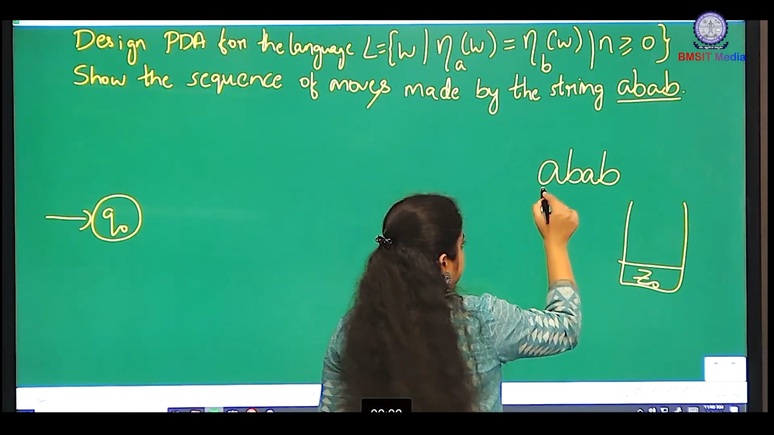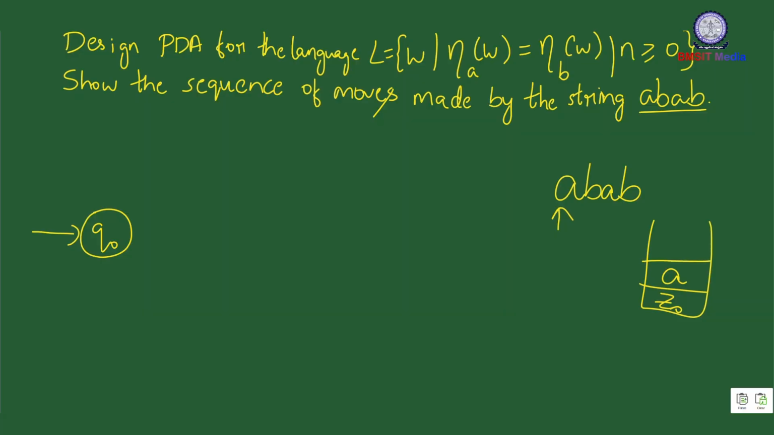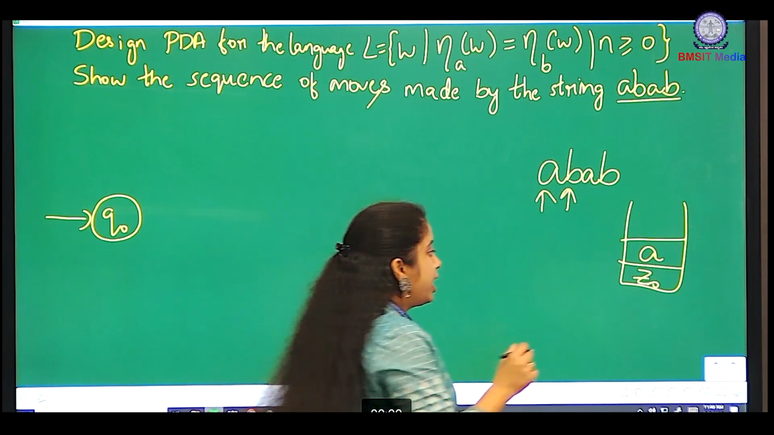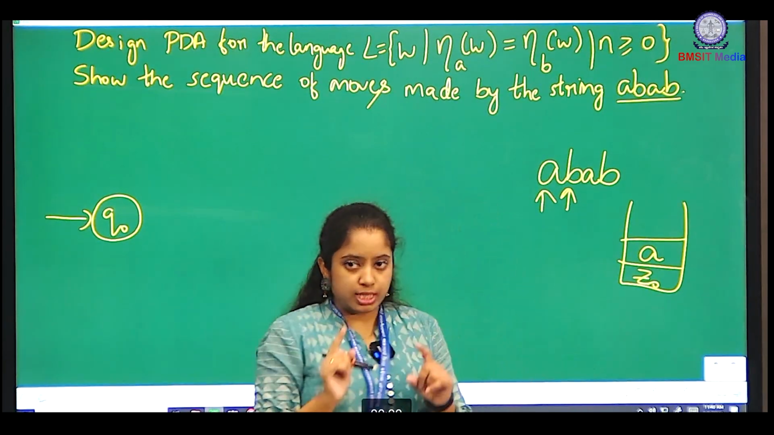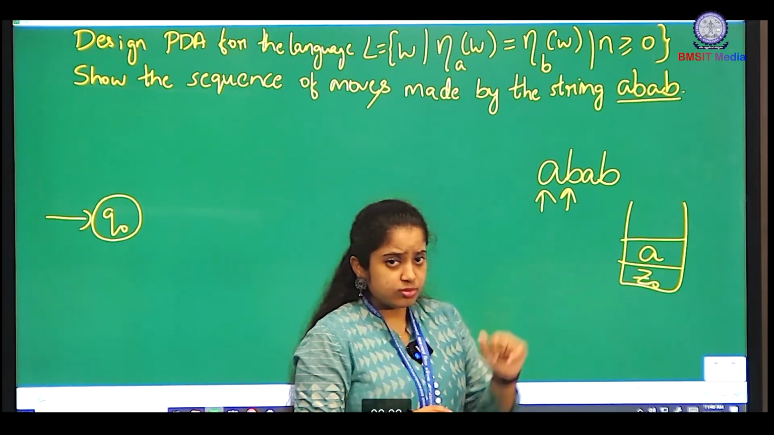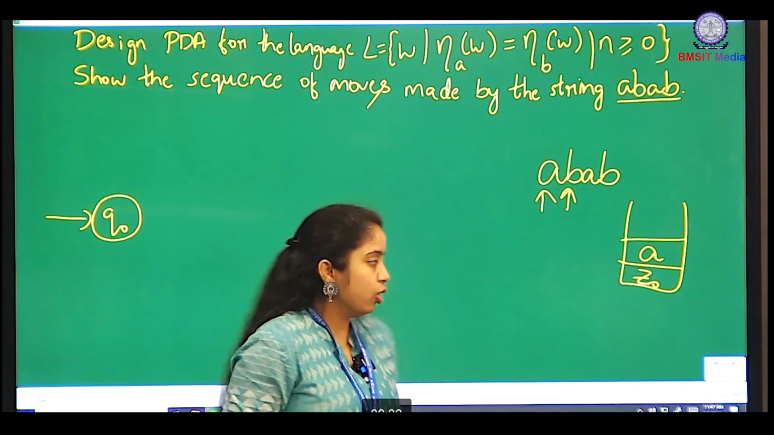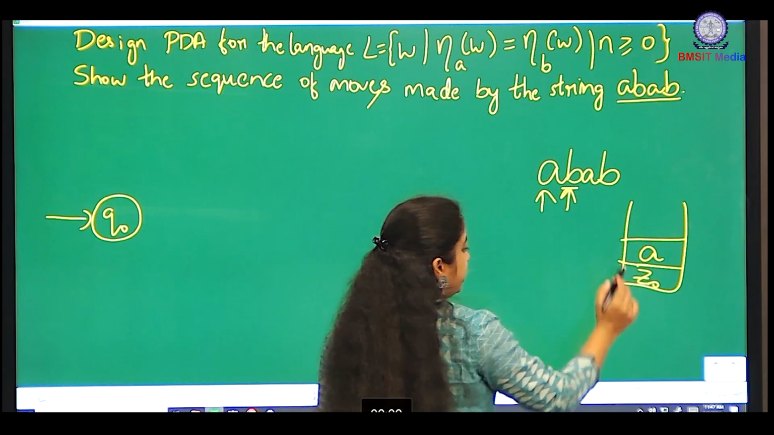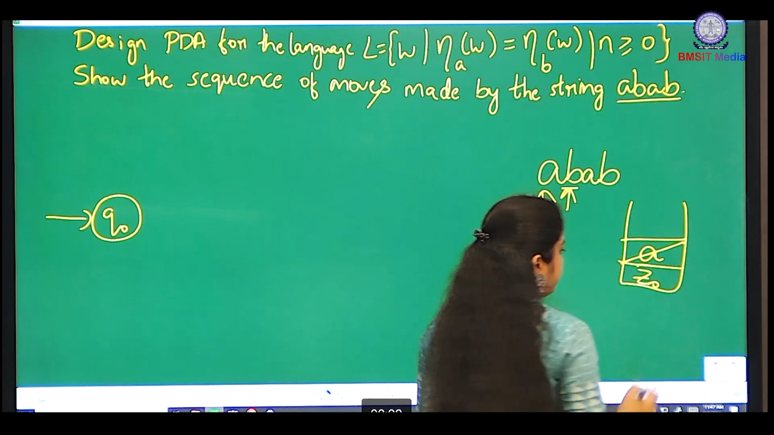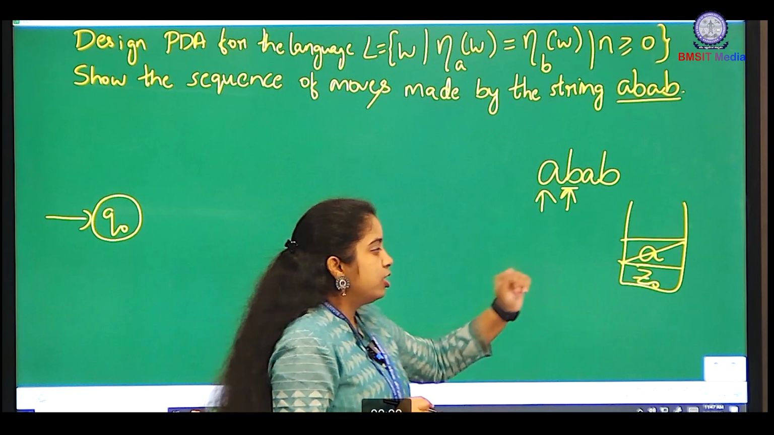When you are reading A, what happens? Z naught is in the stack, so you will just push it into the stack. When you read B, and A is in the stack, you should see that there is an opposite element, an opposite symbol. When you read A, you pushed it into the stack because the stack was empty. Now, when you read B, you already have one A in the stack. So, what will you do? You will simply pop it.